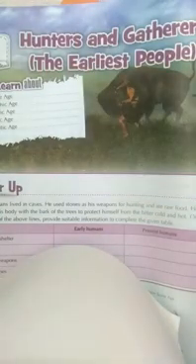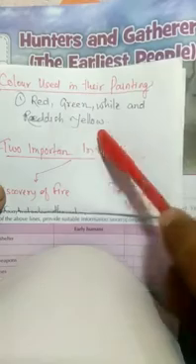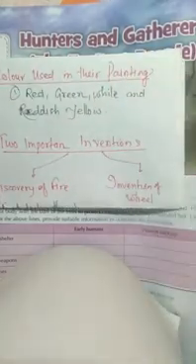So for paintings, they need colors. So what type of colors did they use? They used mostly red, green, white, and reddish yellow. These are the types of colors they used in their paintings.